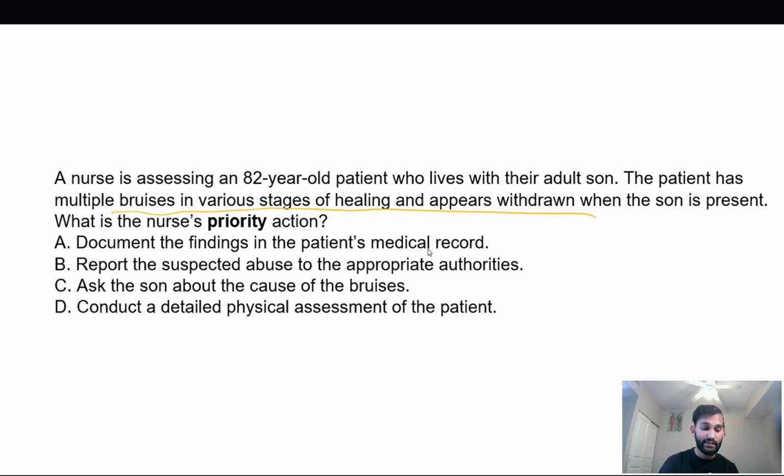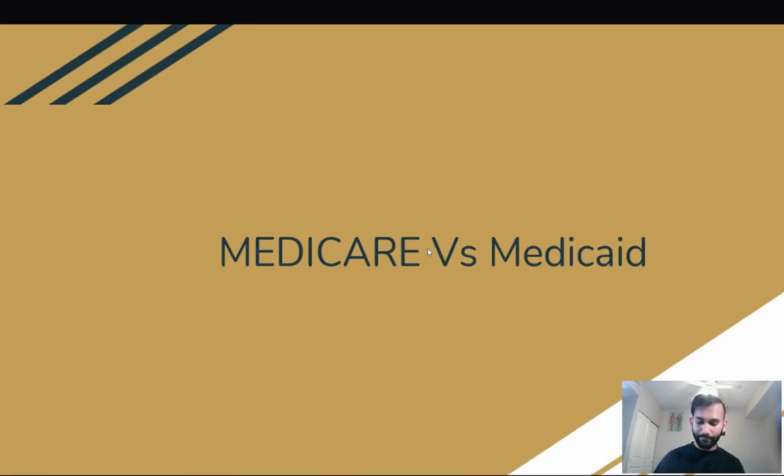You can clearly see that there are bruises in multiple stages of healing. If it is in the same stage, then we could be thinking, oh, the patient is old, they might fall. But if it is in multiple stages, then there is clearly an abuse. Number one, and number two, the patient appears to be withdrawn, so they're also getting the abuse from it because they are not getting the medication they needed. So for this one, our priority action will be to report the suspected abuse to the appropriate authorities, and those could be the questions you'll be expected to know from that kind of topic.